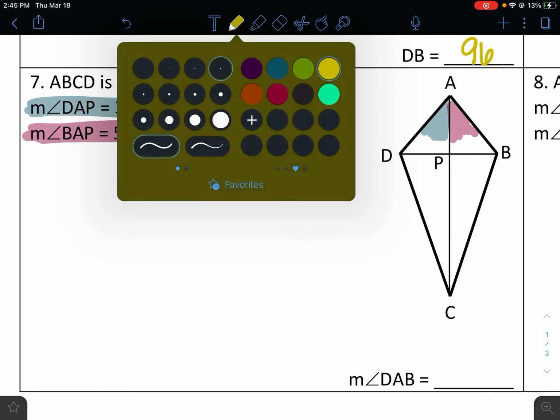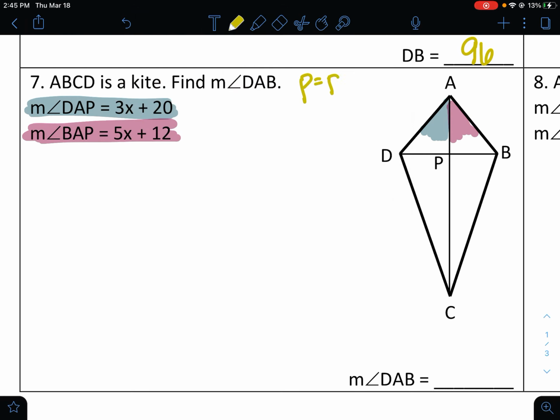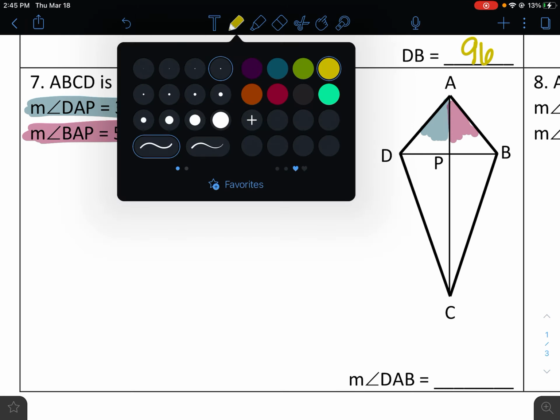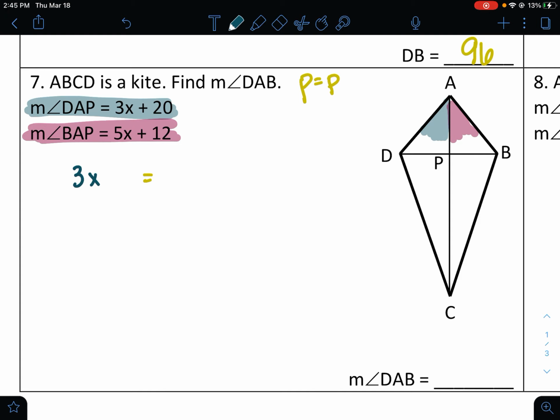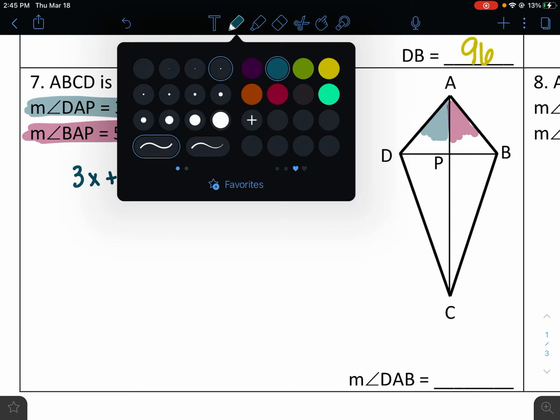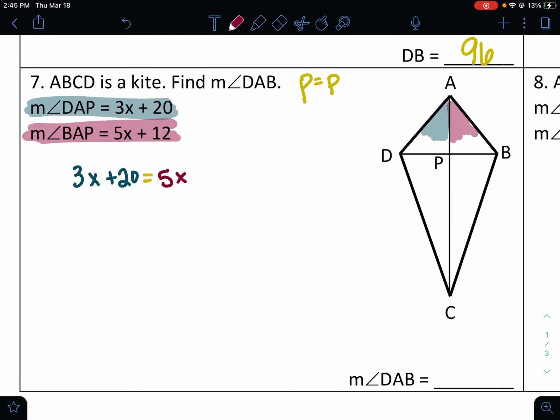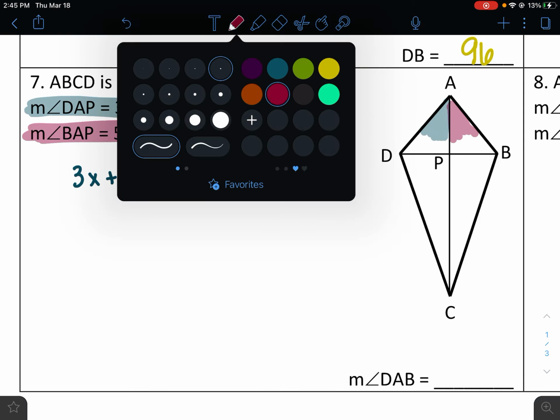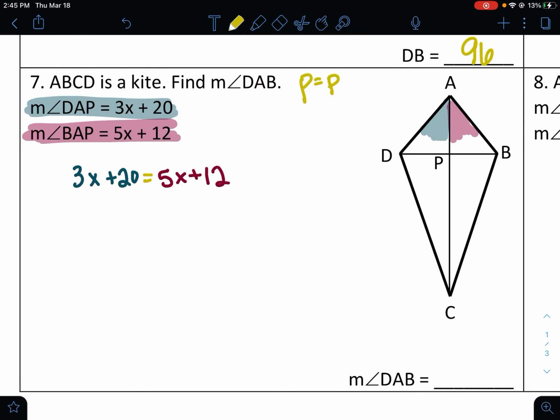So this is a part equals part problem. So you know what's up. Set it up and solve. Okay, so if I subtract 3x from both sides, it's going to be 2x. Subtract 12 from both sides, it's going to be 8. Divide both sides by 2, you get 4. So x equals 4. All right, plug it back in.